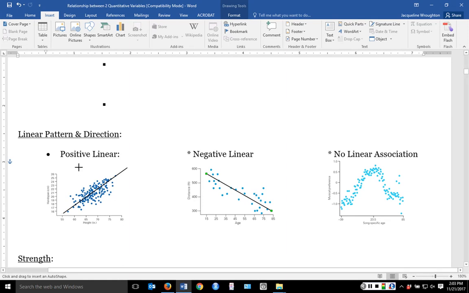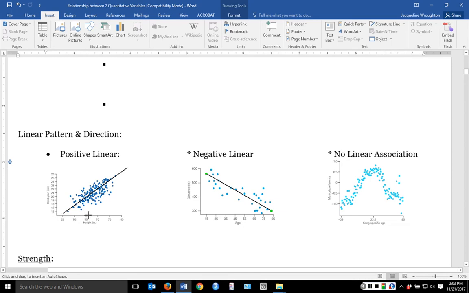So we're thinking about slope there, if you remember that from algebra class. Basically, as one gets bigger, so does the other. If I go up, angled up, that tells me it's a positive relationship. And if, as I go left to right, I'm going down, that's our negative relationship, or basically negative slope.